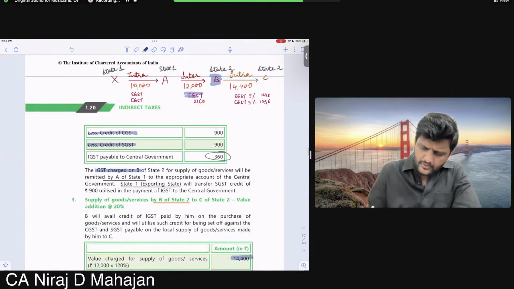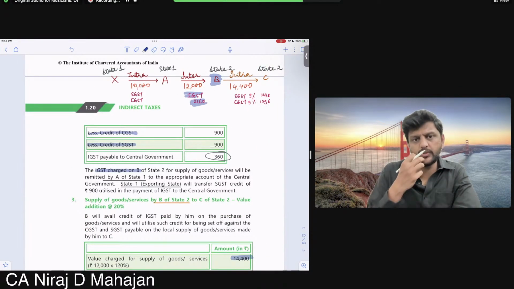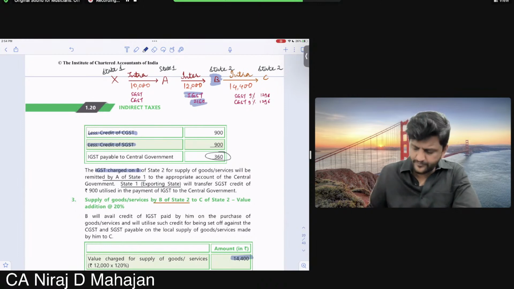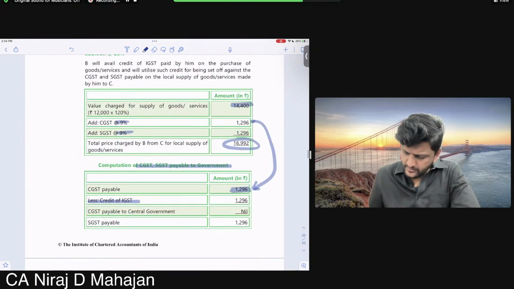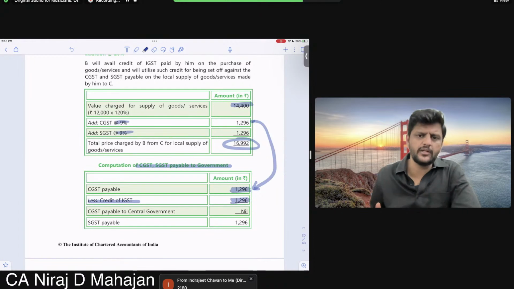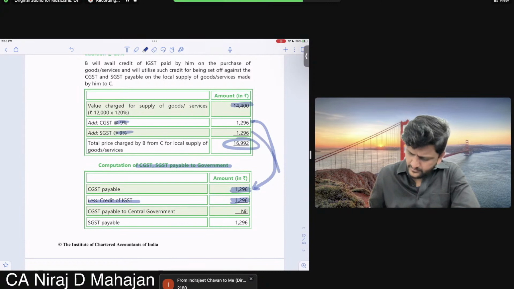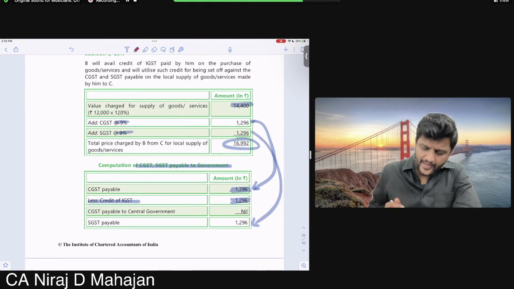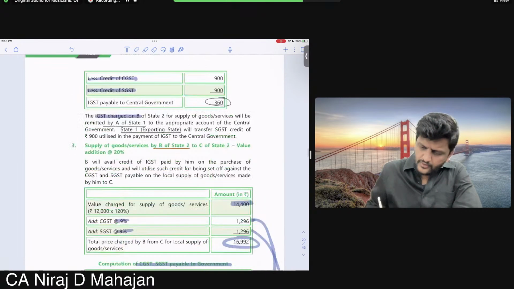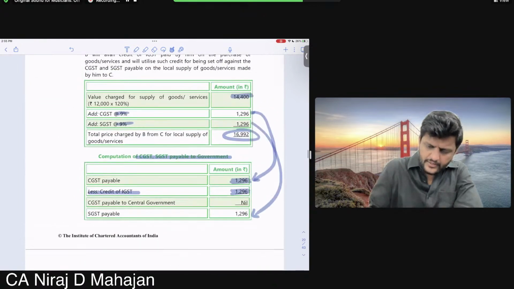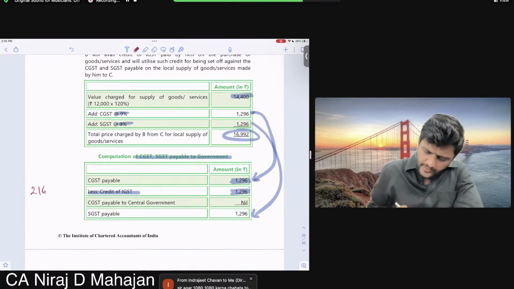How much do we have? I have 2160. Clear? So they have utilized 1296 here. No problem. Is any CGST payable? Nothing. Then SGST payable 1296, same. And do I have balance? How much IGST did I have initially? 2160. Out of that, some has gone here, 1296. Clear?